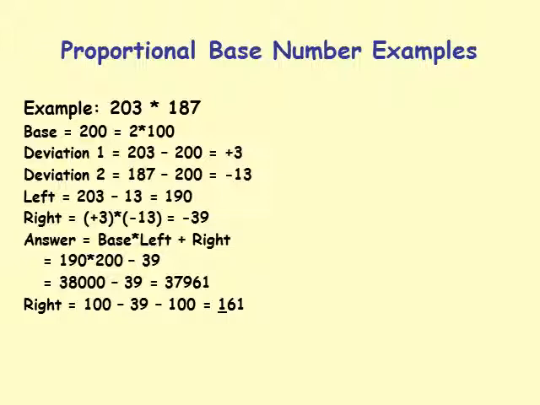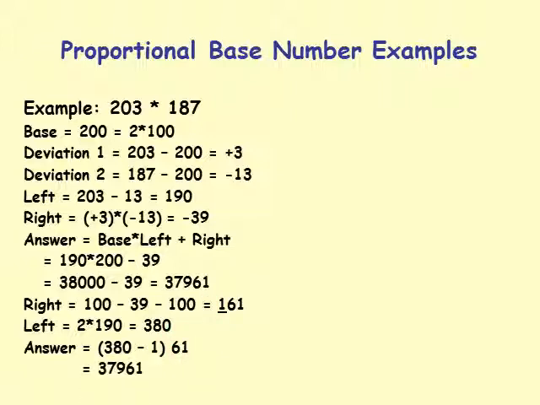Also, on the right, we have minus 39, so we add 100 and subtract 100. 100 minus 39 is 61, so this is minus 100 here plus 61. We have to resolve the proportionality on the left. Left is 2 times 190, since the proportionality is 2. 2 times 190 is 380. Now the negative gets carried to the left. The answer is 380 minus 1 from the carry and 61 on the right, which is equal to 37961. Same number we had before.